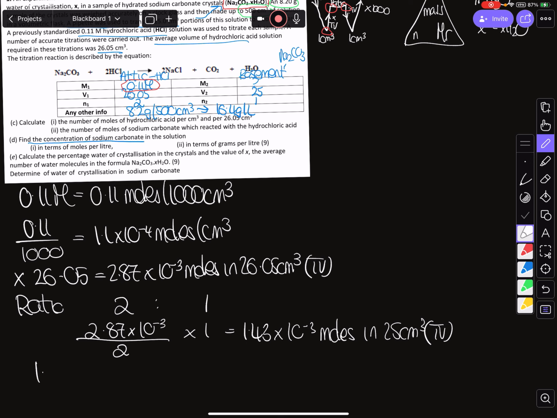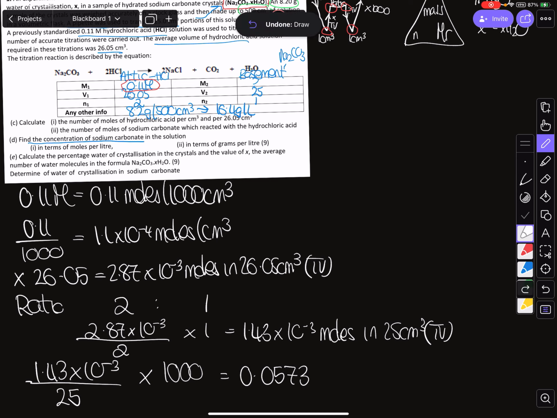We then are going down, so we're going to divide 1.43 by 10 to the minus 3. We're going to divide it by 25. I don't have a calculator, so I apologize for that. If we did that, it would have brought us to this bottom part of our W, and our last step would have been to multiply by 1,000. So I'm just going to do those two steps together. And when I do that, I get 0.0573 big M.